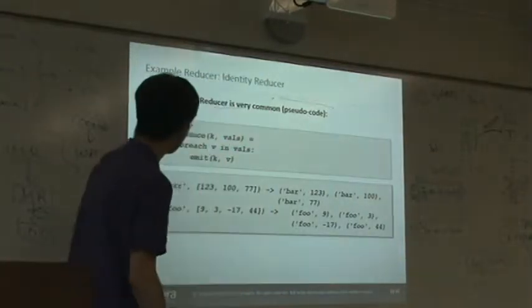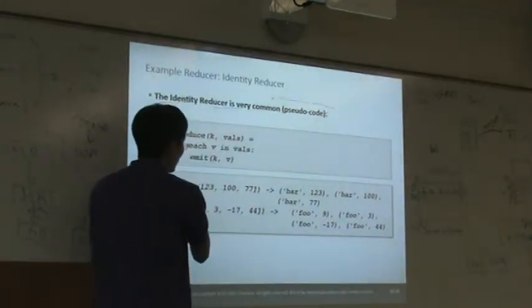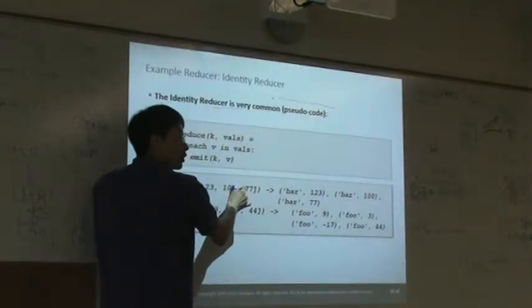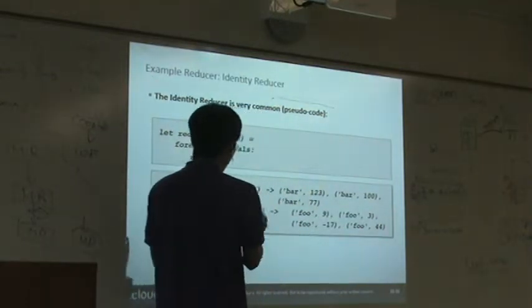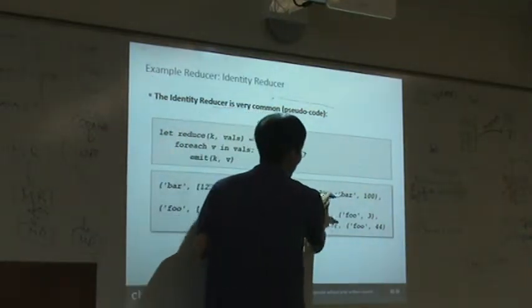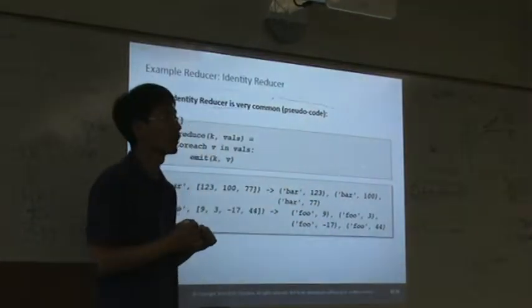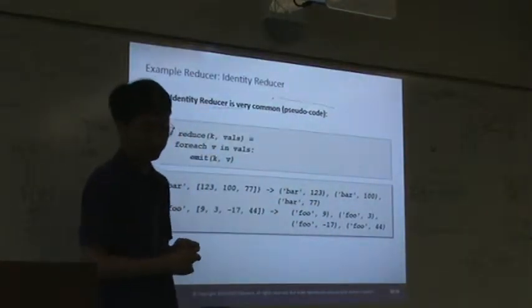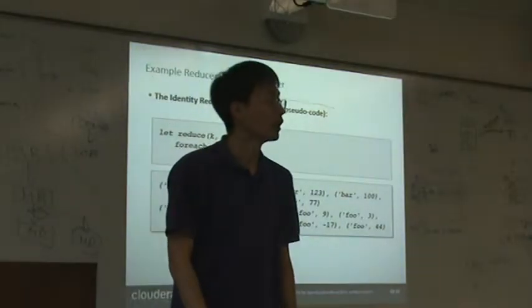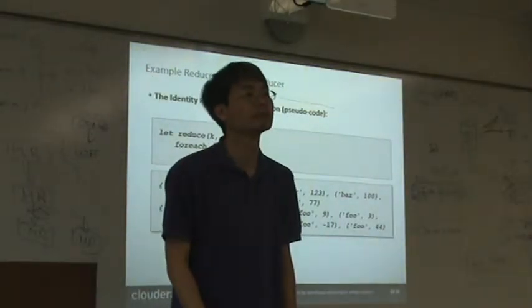So in this case, this is the intermediate key and value. Then the reducer will actually separate bar 1, bar 100, bar 77. This is the output, if you want.